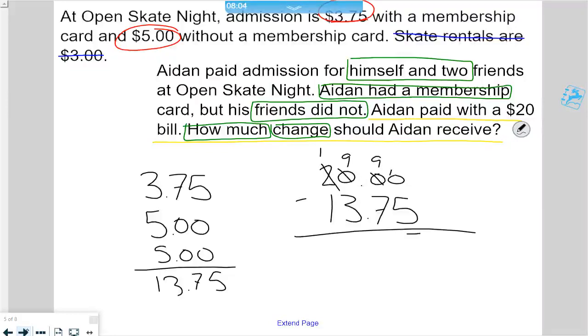10 take away 5 is 5. 9 take away 7 is 2. 9 take away 3 is 6. So he is going to get $6.25 back that he can use at the snack bar.